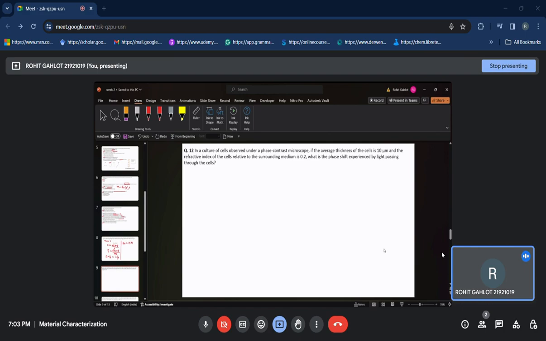So in a culture of cells observed under a phase contrast microscope, if the average thickness of the cell is 10 micrometer and the refractive index of the cell relative to the surrounding medium is 0.2, what is the phase shift experienced by the light passing through the cells? So this is also a similar type of problem. So the thickness of your cell is 10 micrometer, and then your delta n is 0.2. So from here we can find your phase shift easily.